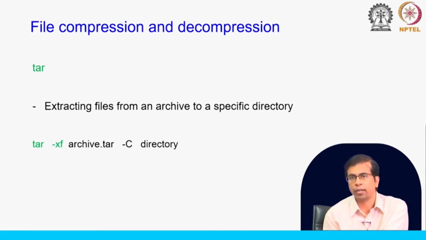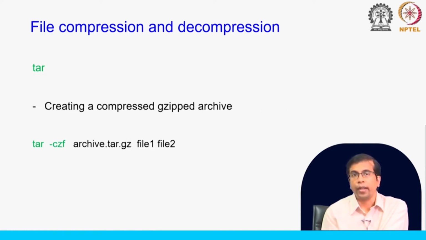If you want to extract these files into a specific directory, let us say you have hundreds of files, there will be many files in this archive. So, you want to specify another directory instead of the current working directory where this extraction process will happen. All the files will be extracted into that directory, and this is the option you will give: -C directory.